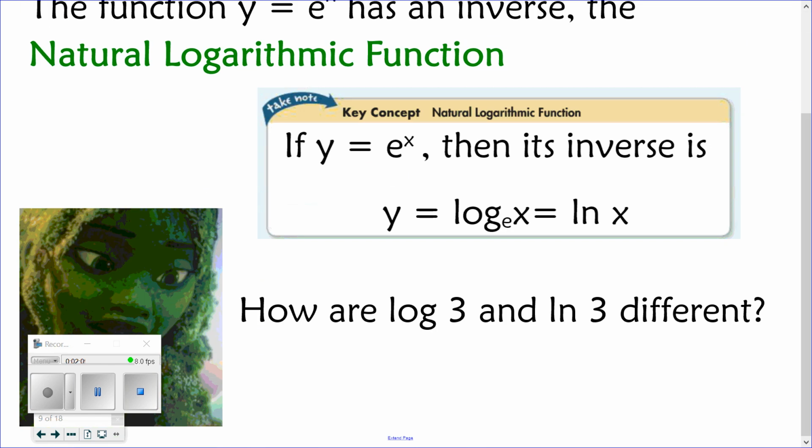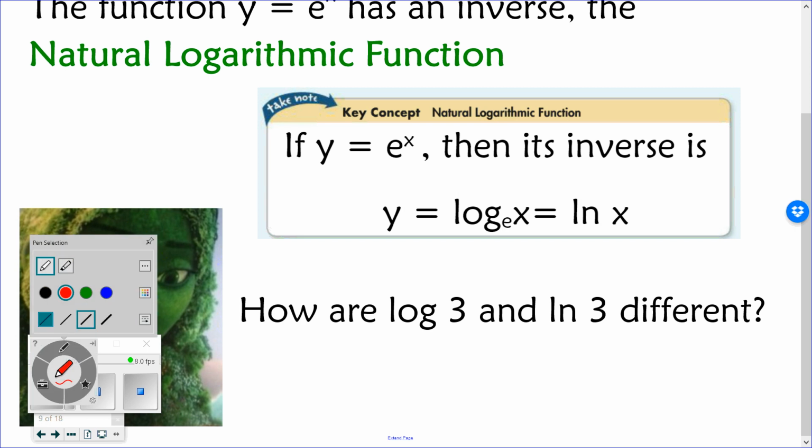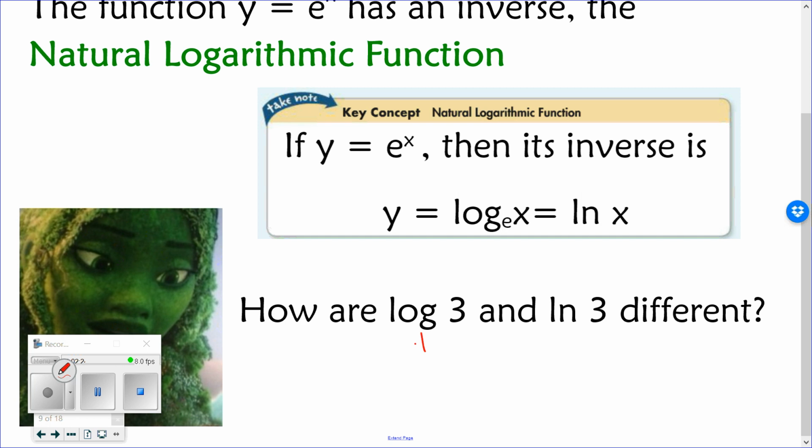All right, so how are log of 3 and natural log of 3 different? Well, grab your calculator. Let's at least start there. So what did you get for log of 3? Because that's one I can type in my calculator. 0.47, and it keeps going. All right. How about natural log of 3? So hit the ln button and then hit 3. 1.0986, and so on. So obviously their values are different.